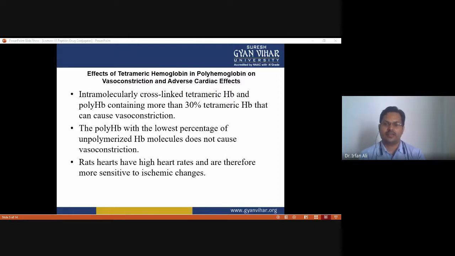some primates and swine after the infusion with one type of modified hemoglobin consisting of 100% single hemoglobin molecule. So therefore, to avoid causing adverse vasopressor or cardiac effects, polyhemoglobin preparation must contain less than 2% of tetrameric hemoglobin. So this is a very good observation, which could be helpful for the utilization of polyhemoglobin as a blood substitute.